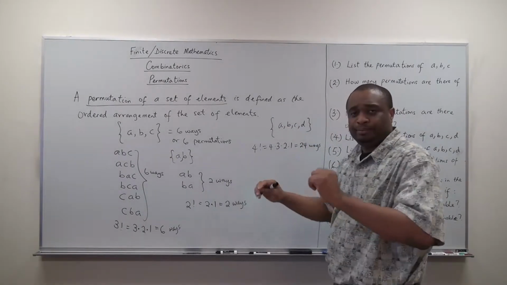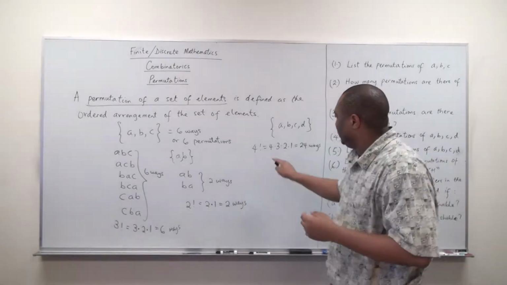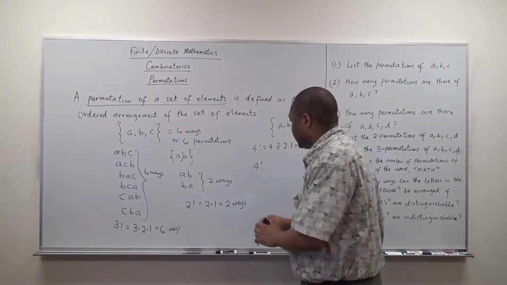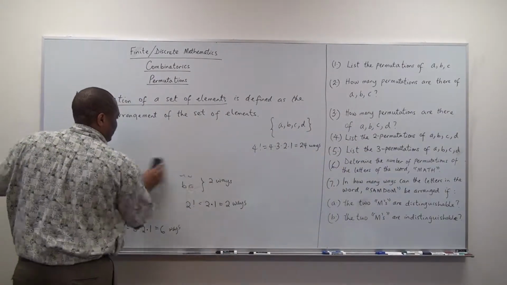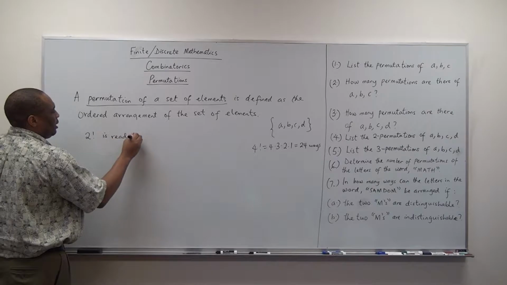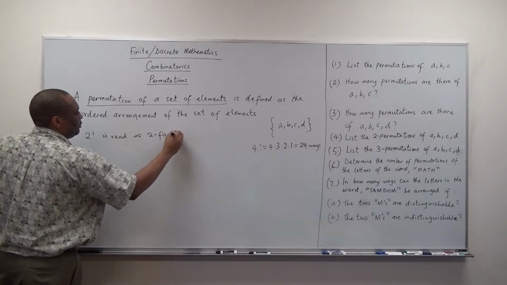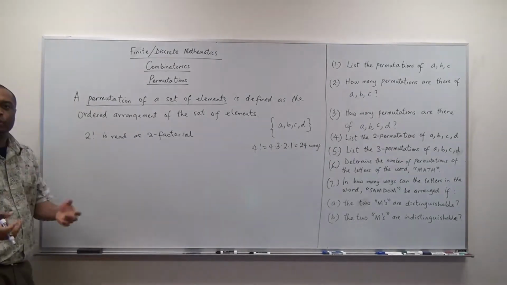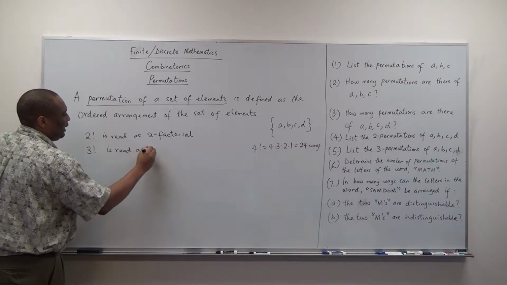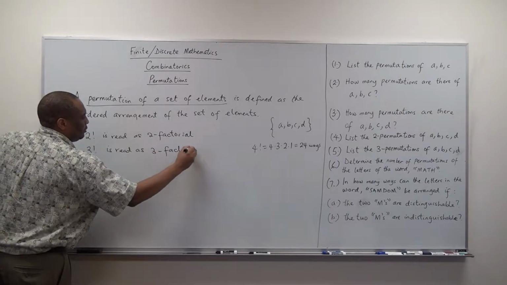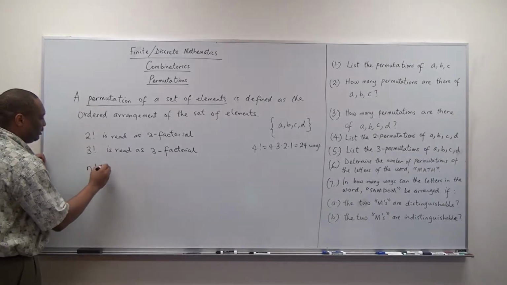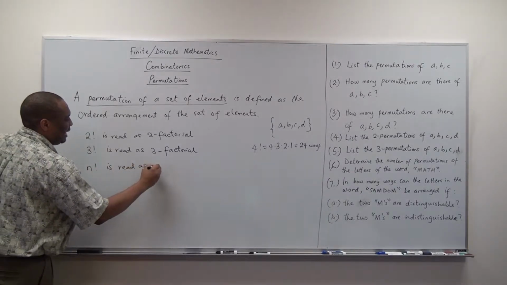So we now come up with what we call the factorial notation. This is read as 4 factorial. This is read as 2 factorial. This is read as 3 factorial. And of course we have 4, 5, 6, and that means we have n. So n! is read as n factorial.